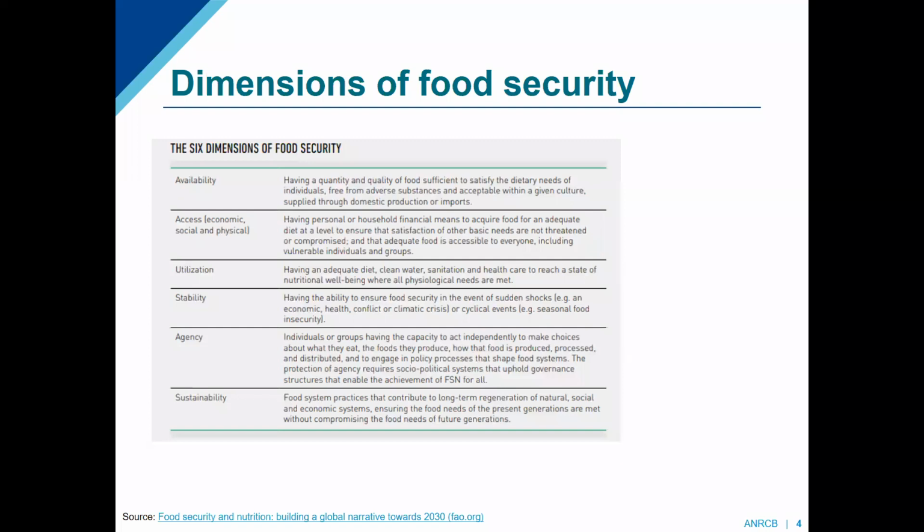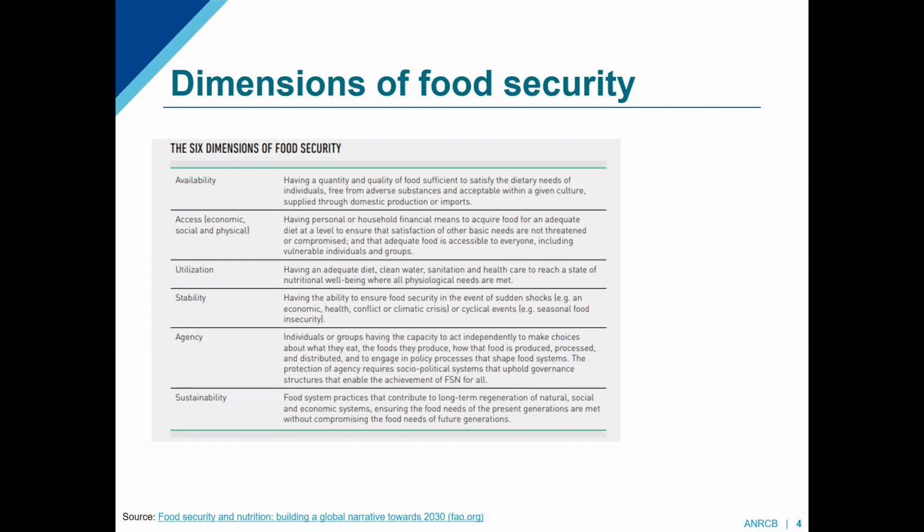Utilization, then the third item here, has to do with cooking and eating food in your home. So that is how you use the food. Now there are some other dimensions in addition to these.